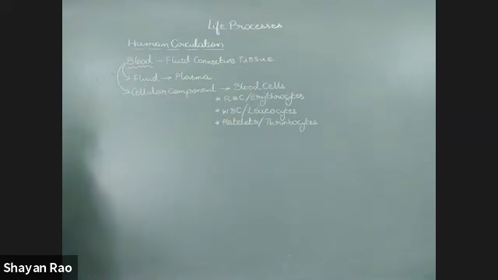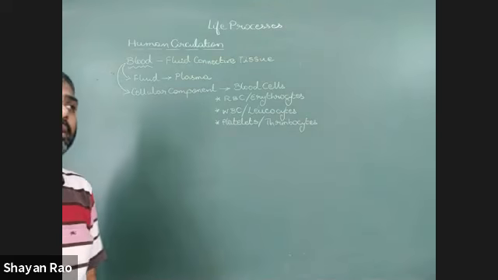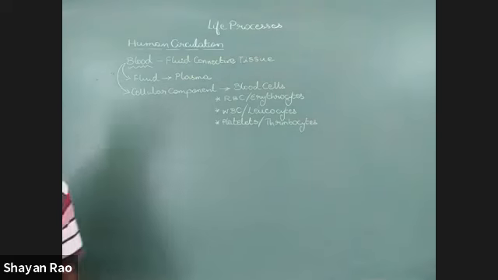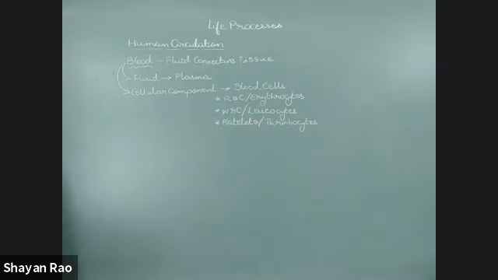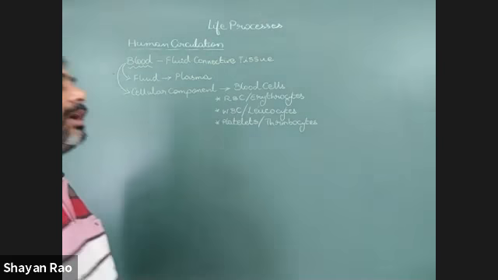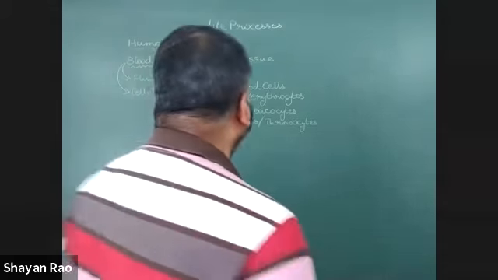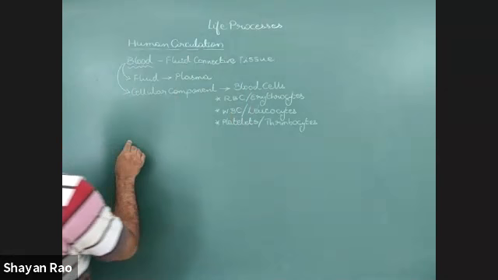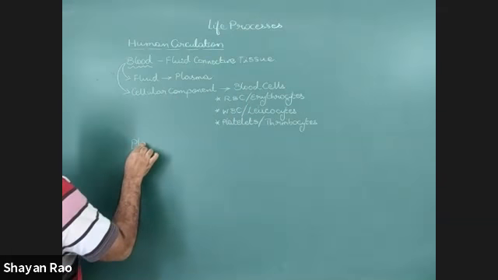Now, plasma is considered to be a pale colored fluid which contains approximately 55% of the blood volume. What exactly is this plasma made of? Let's try to understand.